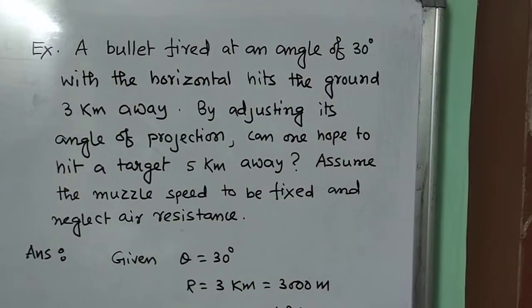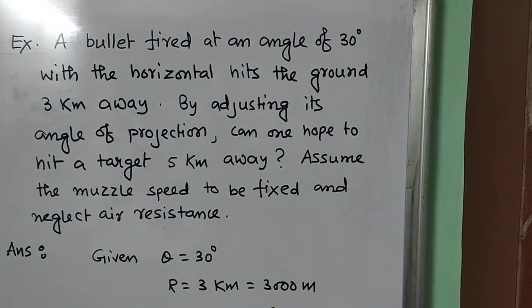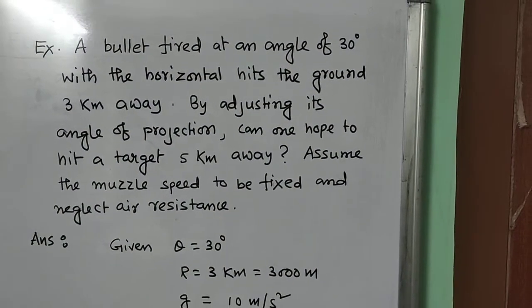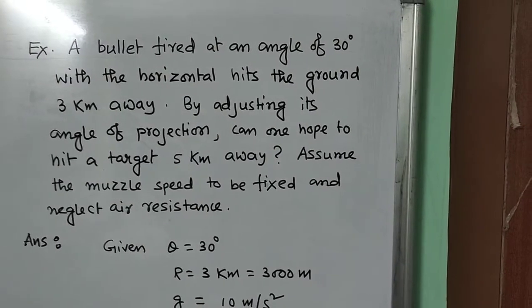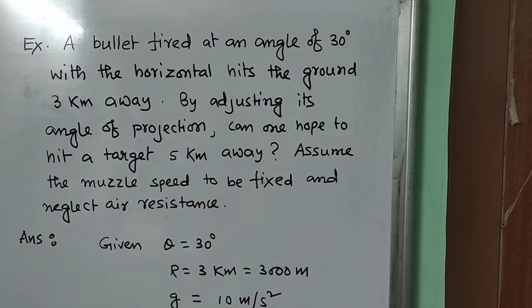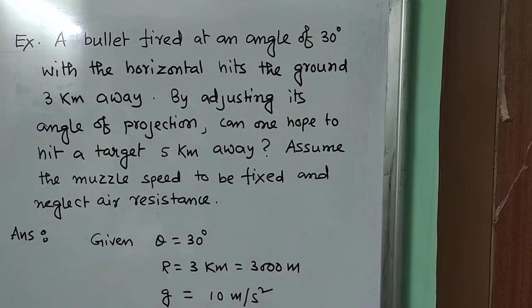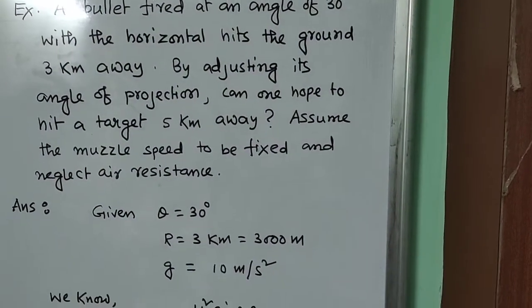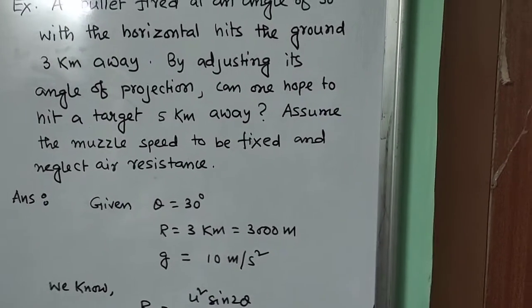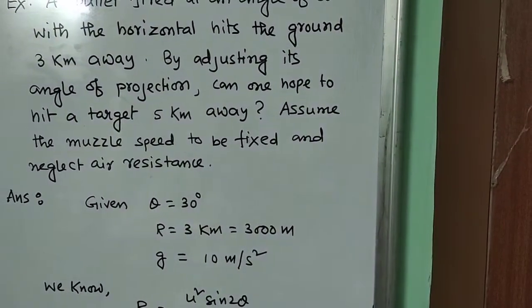So this problem is related to the topic of projectile which we have discussed. So what are the given parts? Let me write it first of all. Given theta equal to 30 degree, R, that is your horizontal range, is 3 km, it means 3000 meter, and g equal to 10 meter per second square you can consider. Some of you can consider 9.8 also, that is also correct.